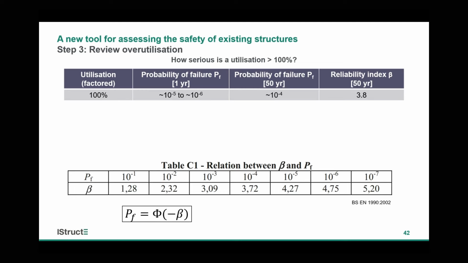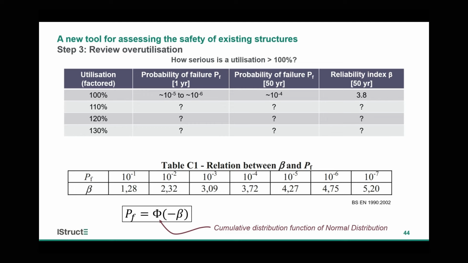And here you can see I've copied table C1 from the older version of Eurocode Naught. And really, the probabilities of failure are related directly to this reliability index beta by the cumulative distribution function of the normal distribution. But we don't typically need to worry too much about this relationship. Effectively, if we have a high beta value, that's a high reliability, then we have a low probability of failure. And if we have a low beta value, then that corresponds to a higher probability of failure.